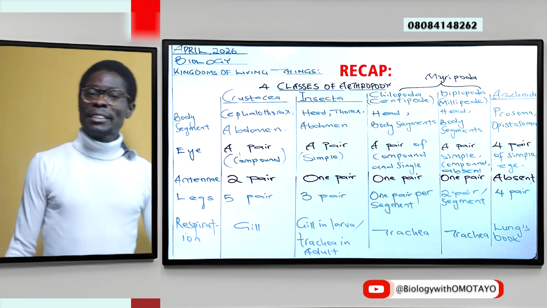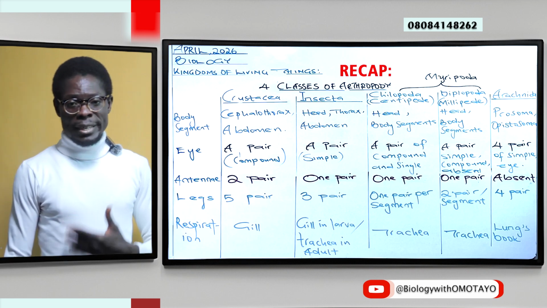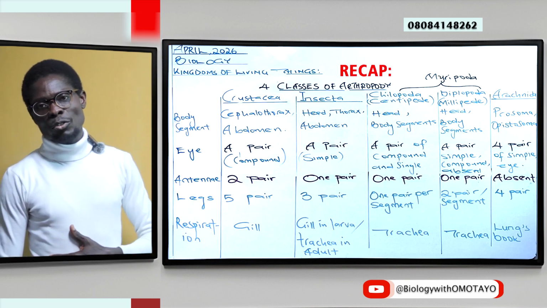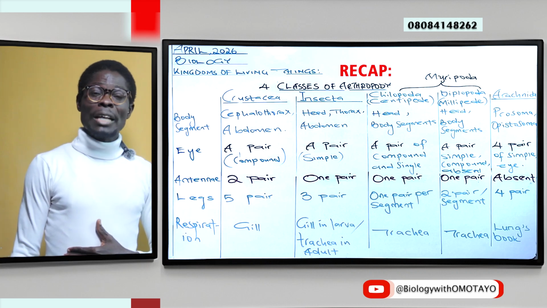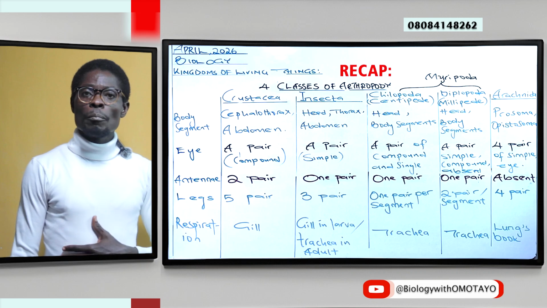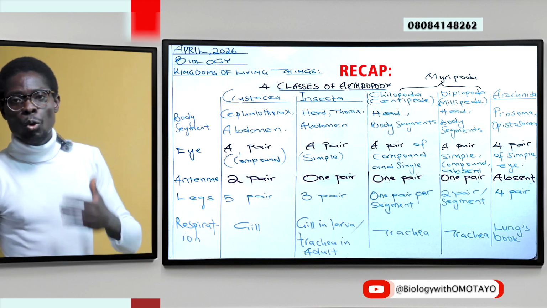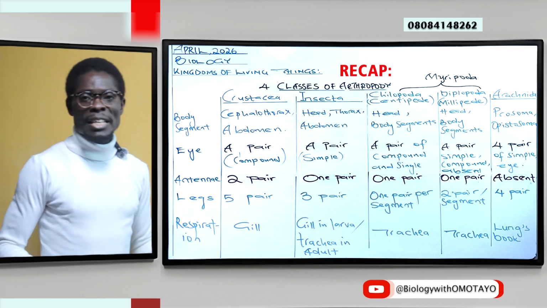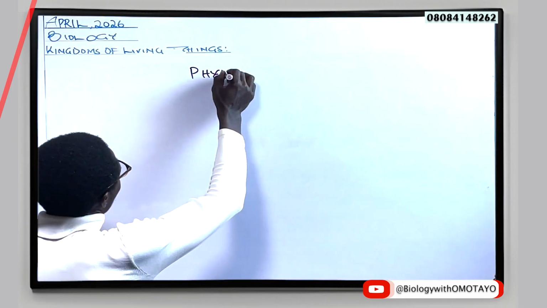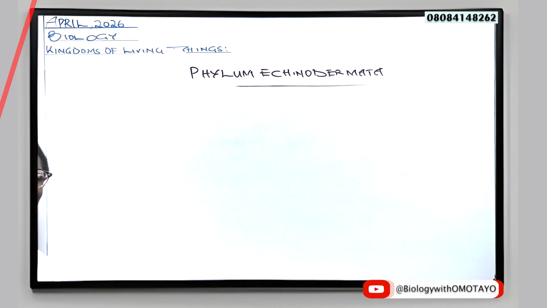Okay, with that, from last class, we will be moving on this very moment to the next aspect of our study, and you all can equally preempt. The next phylum is phylum Echinodermata. Come with me as we examine this phylum. Now, for phylum Echinodermata, we have a couple of key features.